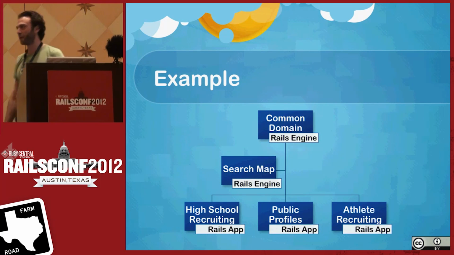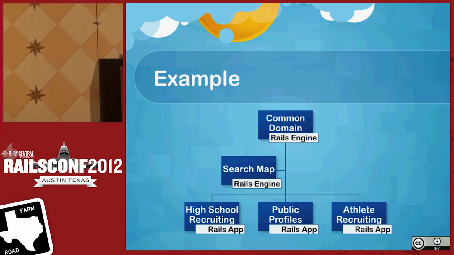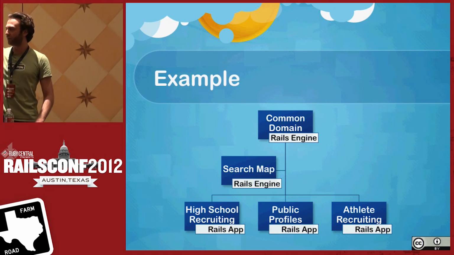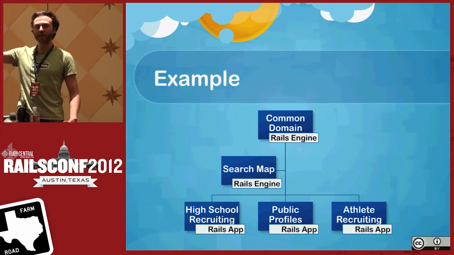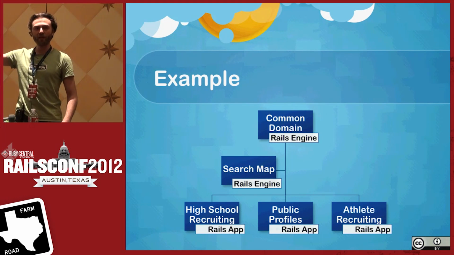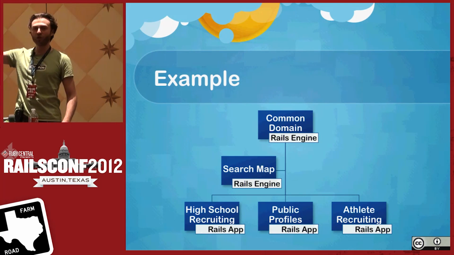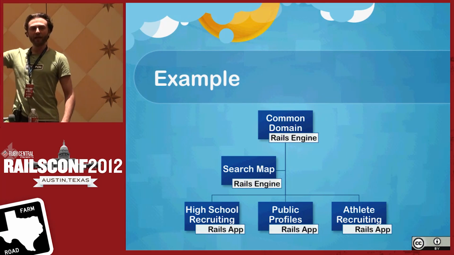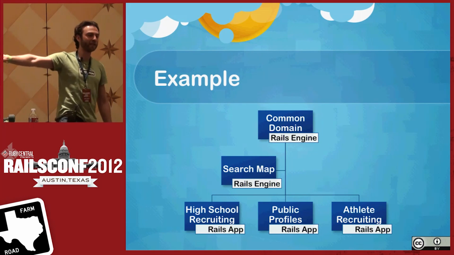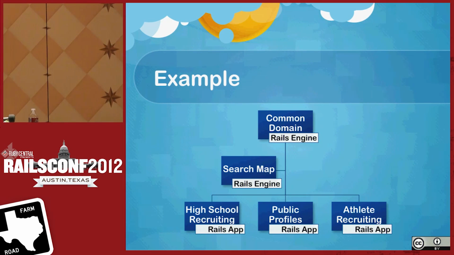The example domain that we were working with was they had a high school recruiting Rails app. So the bottom layer is actually the Rails applications: a high school recruiting app, a public student profiles app, and an athlete recruiting app. The 3 of them needed a college search map, which is the thing that I showed you earlier. So we were able to put that in a search map Rails engine and have all 3 apps reuse it. Also, the 3 of them had similar common domain elements, so we also put those in another Rails engine.